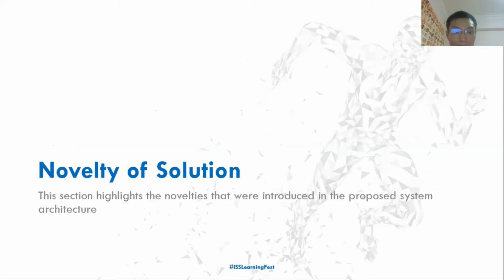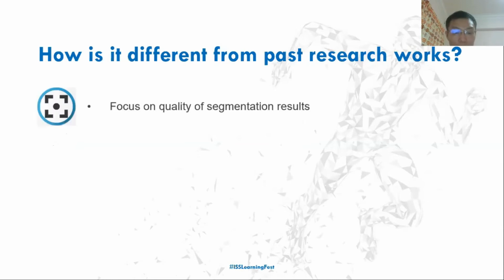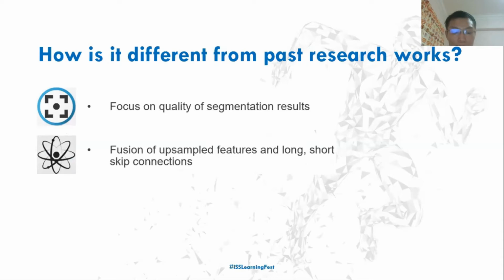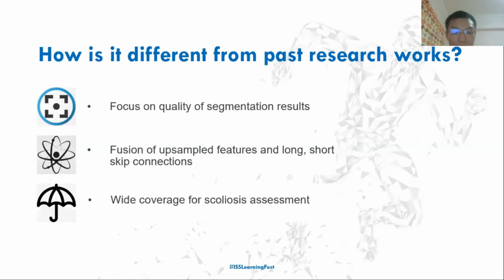In this section, I will highlight the novelties that were introduced in the proposed system architecture. There are two main novelties introduced in this system architecture. First, it is focused on the quality of segmentation results by combining upsampled features and long-short skip connections. Second, it refers to multiple spine regions for scoliosis assessment.